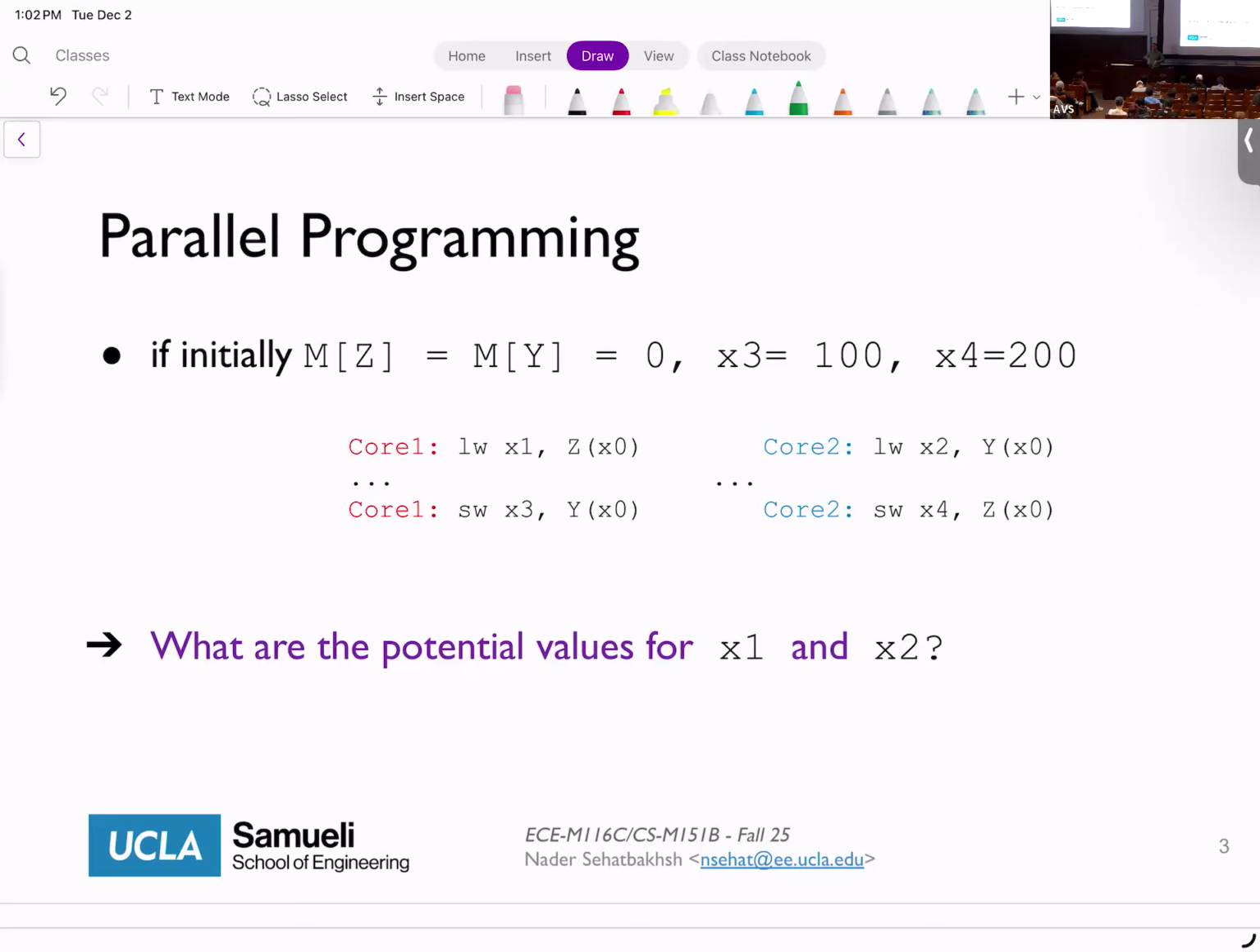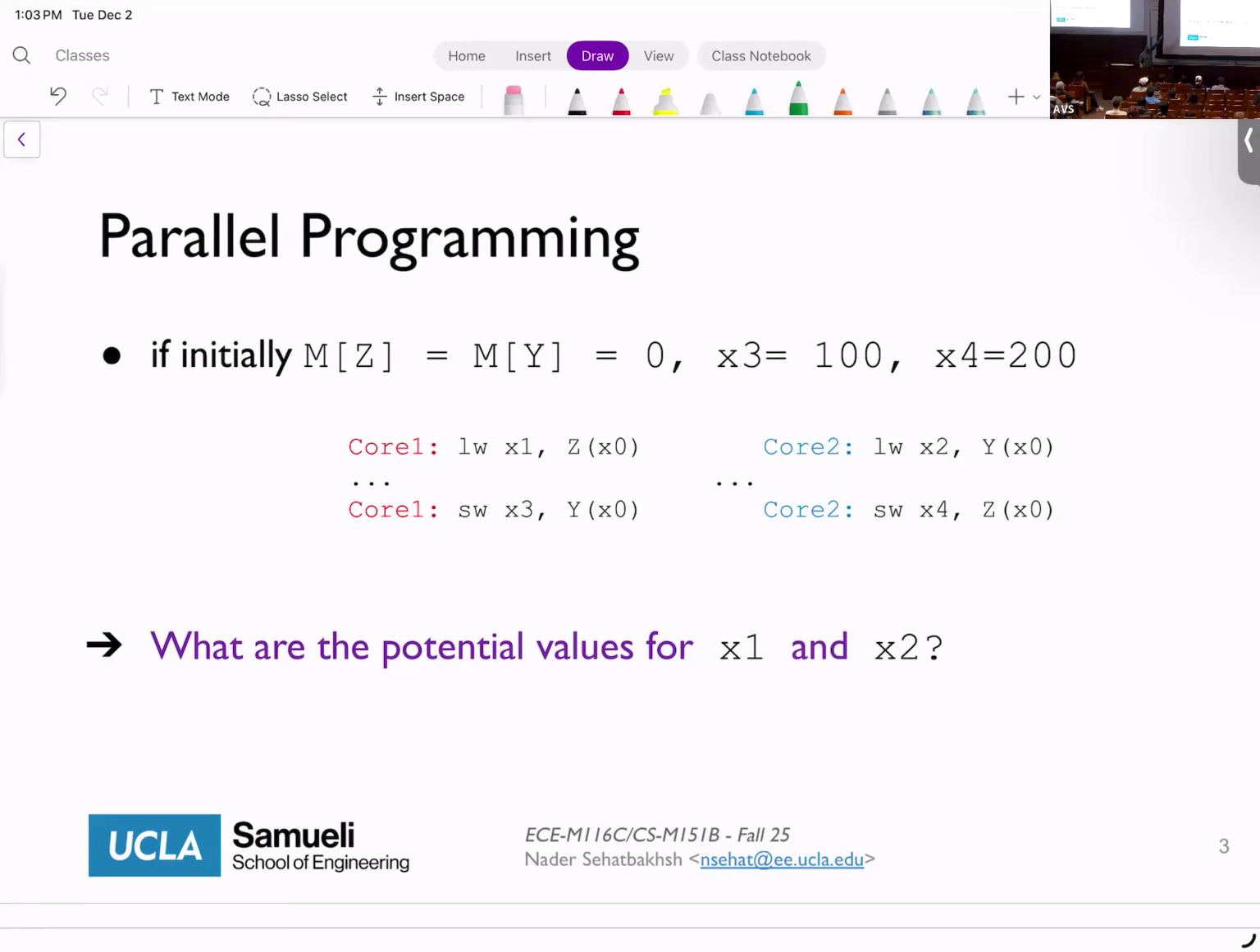Since they run in parallel, I can improve the performance of the system. The end-to-end latency significantly shrinks if I can distribute the workload across multiple cores. But the problem that I'm going to face is two problems: the synchronization problem and the memory consistency problem. So what are these two problems?